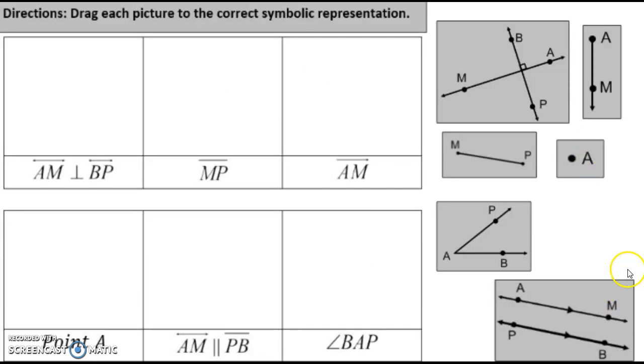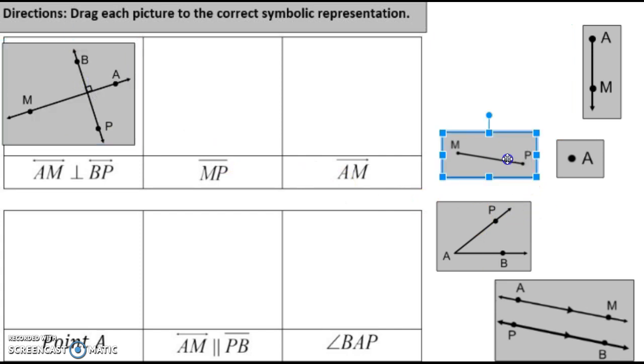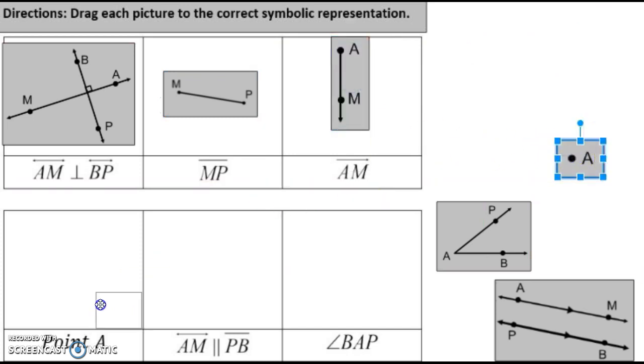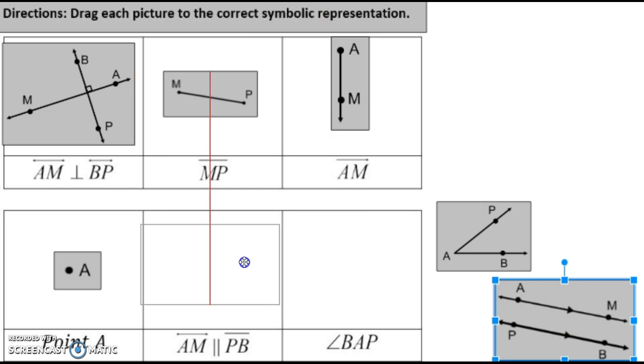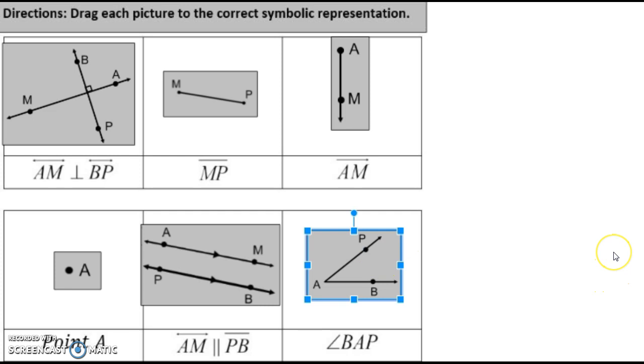Here we've created a drag and drop question that allows students to demonstrate their knowledge of all the symbols. We'll move each drawing to the appropriate representation. AM is perpendicular to line BP, segment MP, ray AM, point A, line AM parallel to line PB, and angle BAP.